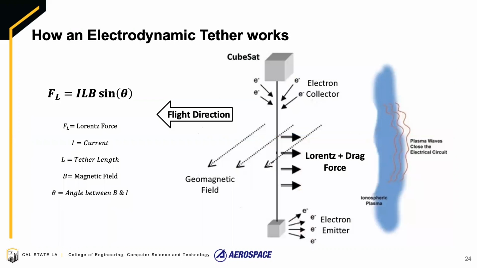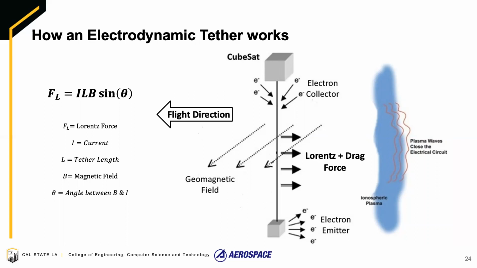This slide shows the CubeSat along with the deployed electrodynamic tether. The force responsible for deorbiting the CubeSat is called the Lorentz force, which is the force exerted on a current carrying conductor in a magnetic field. The governing equation for the Lorentz force is shown on the left-hand side and depends on the current, the tether length, the magnetic field, and the angle theta between the magnetic field and the current.